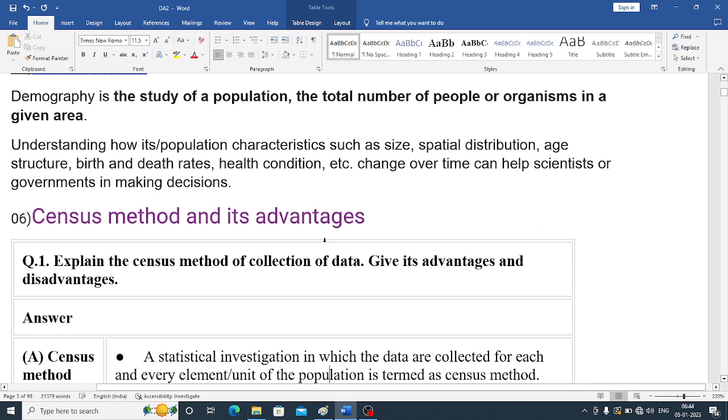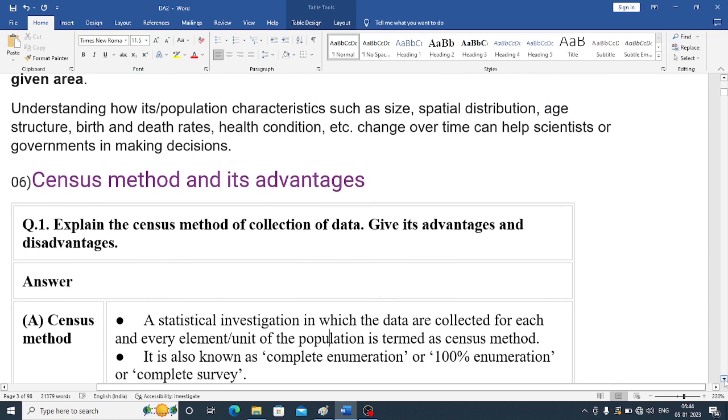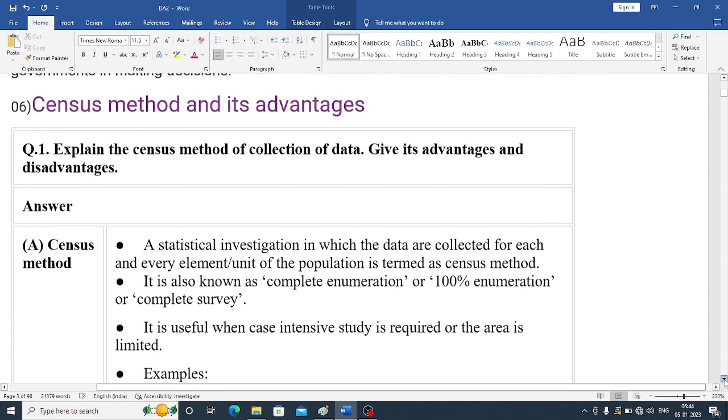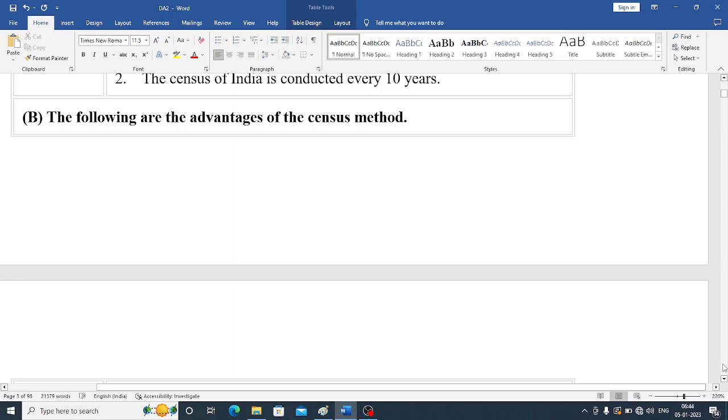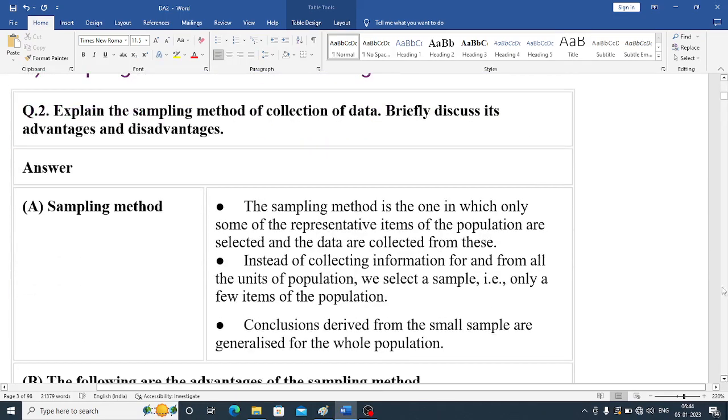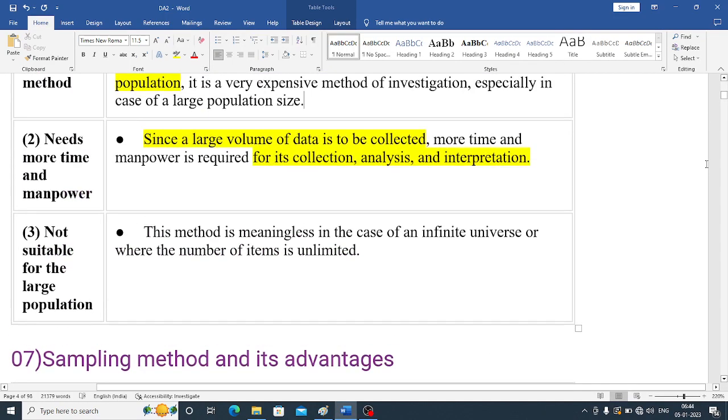Next, census method, its advantages and disadvantages. So what is census method? Already discussed. Here once again it is given. So advantages, you get full data. In census method you get full data.